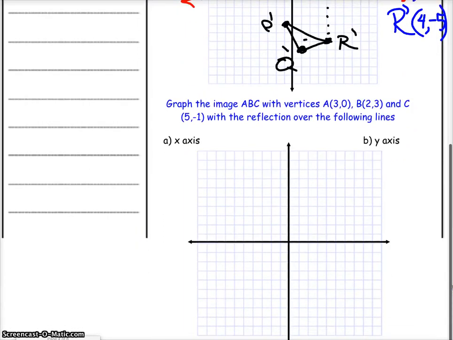Okay, now I have an image ABC, must be a triangle, with the vertices 3, 0, 2, 3, and 5, -1. I want you to take this time and reflect. You don't need to tell me the new ones. I just want you to reflect them across the x-axis on one and the y-axis on the other.